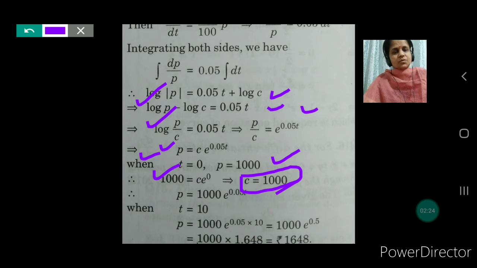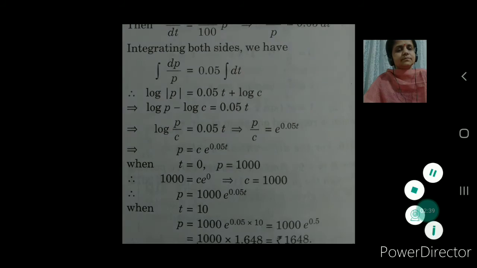And now apply the given condition. When t is equal to 0, principal is 1000. The initial principal is given in the question. So now substitute t equal to 0 and P equal to 1000. So you will get 1000 is equal to c e raised to 0. E raised to 0 means 1. So you will get c is equal to 1000. In this equation substitute the value of c. So you will get P is equal to 1000 e raised to 0.05t. You will get this equation.